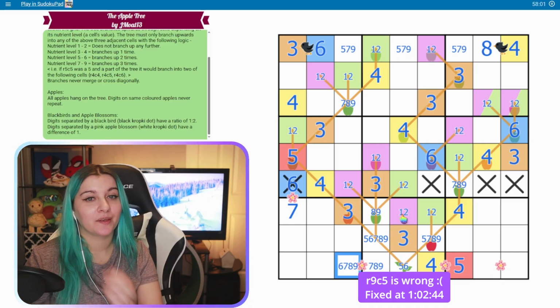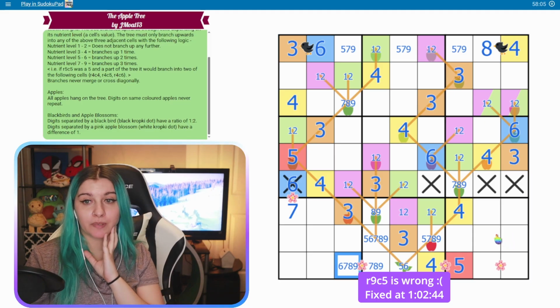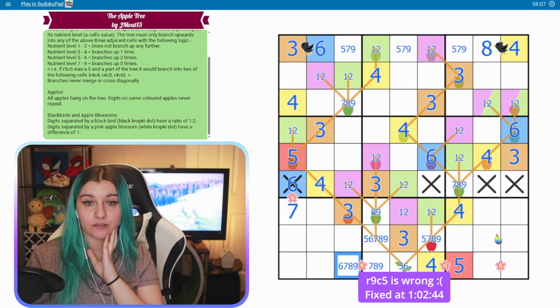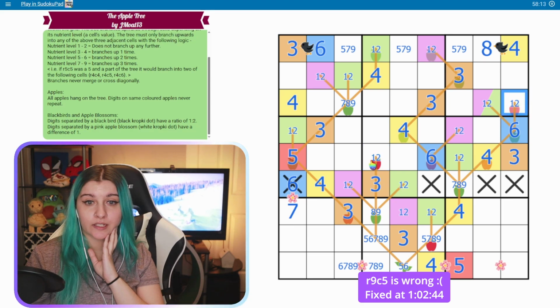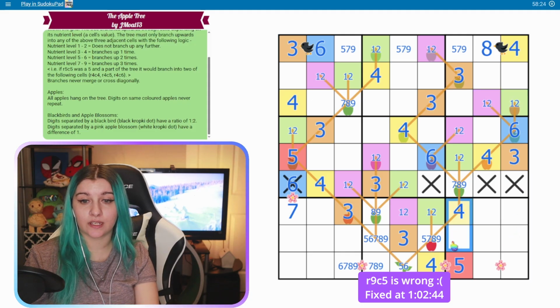Okay. More Sudoku, maybe. Do I know green and pink yet? Which one's which? I do. This is pink. This is green. I missed that somehow. This is pink. I need green in here somewhere.